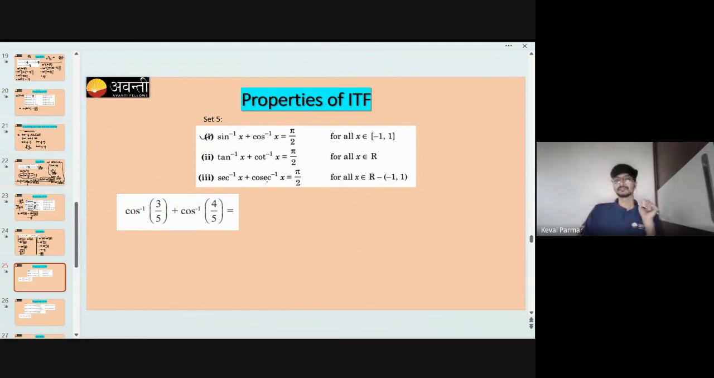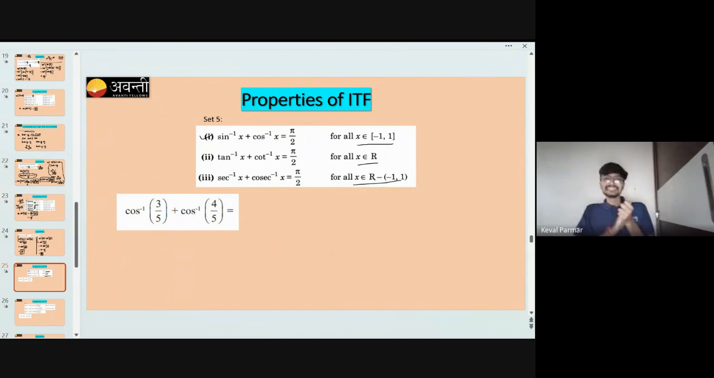Now here, if you remember, this is the domain. What is the domain of sine inverse and cos inverse? It is from minus 1 to 1. What is the domain of tan inverse and cot inverse? It is any real number. And what is the domain of sec inverse and cosec inverse? It is less than minus 1 or greater than 1. So this is just for your reference. Here the domain is written.